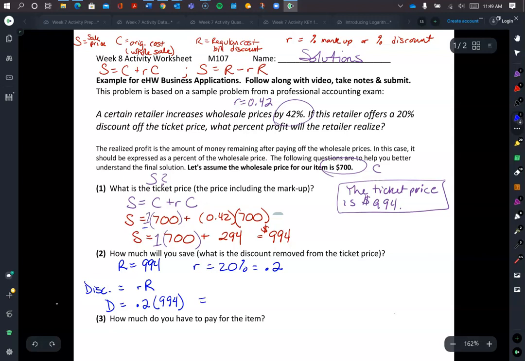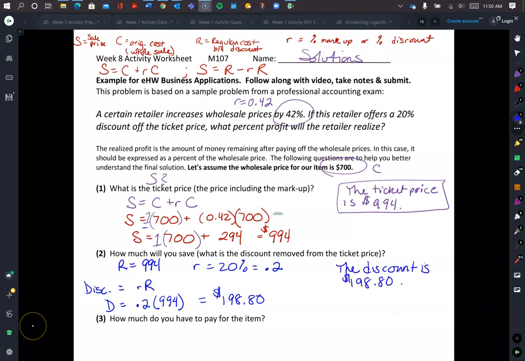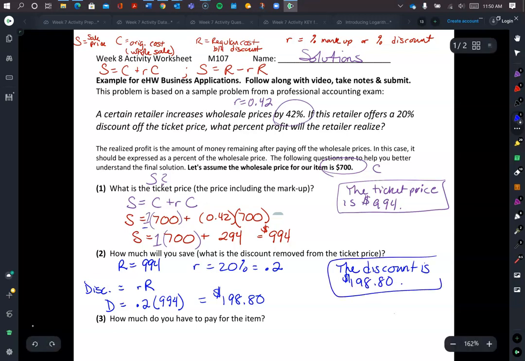So we would do 0.2 times 994, and that gives us 198.80. Then answer off to the side: the discount is $198.80. So it's important to track what these things are, so you know which ones you're talking about, because it's a whole bunch of different kinds of questions.